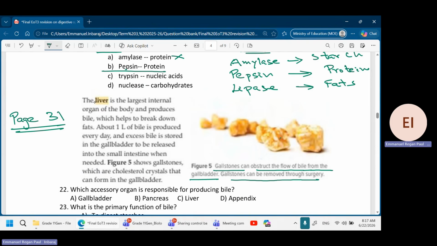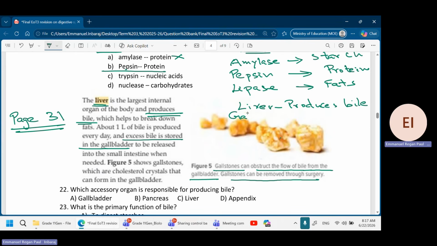Before that, in your digestive system, you will find the liver. So what does the liver do? The liver produces bile. And the gallbladder stores bile. These two points you first understand. So what does the liver do? Liver produces bile. So I'll write here, liver produces bile.